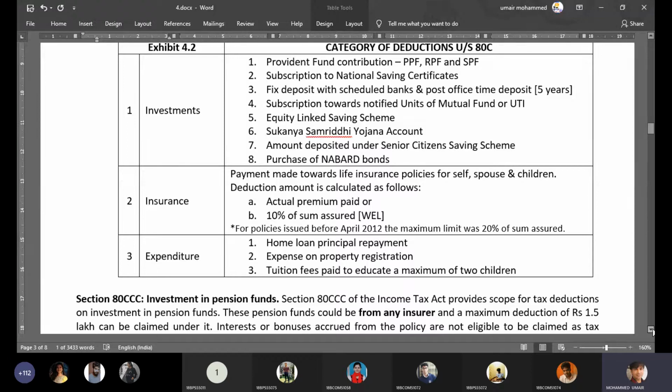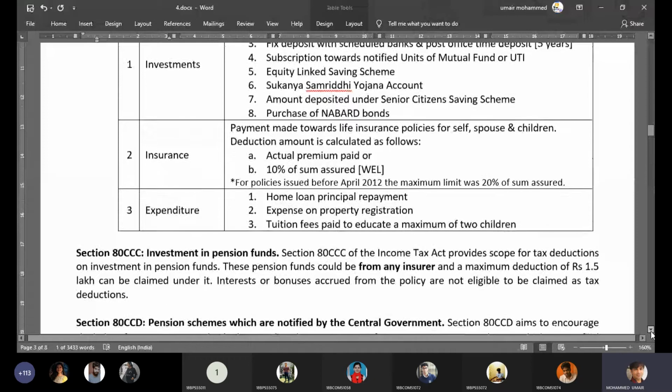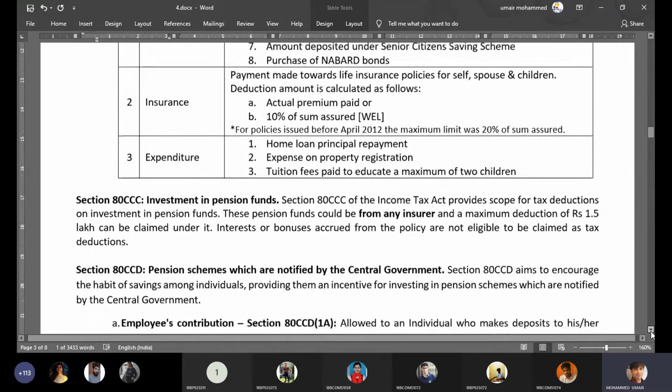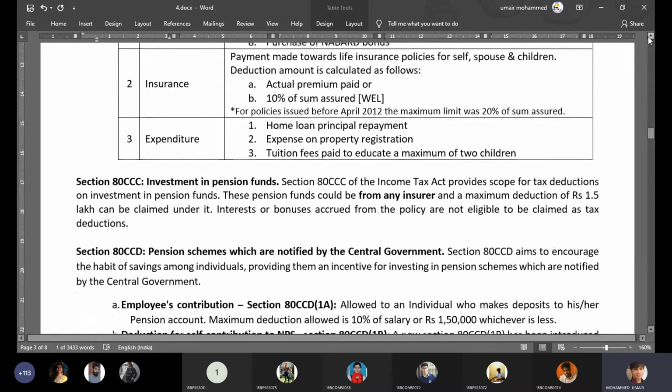And here, when we say insurance, we are referring to life insurance premium paid on the policy of self, spouse and children. And the deduction is calculated by applying these two steps: actual premium paid or 10% of the sum assured, whichever is less. Sum assured will be taken as 20% if the policy is issued before April 2012. Then you also have expenditures, which includes home loan principal repayment, expenses on property registration, tuition fee paid to educate two children. Then we also have Section 80CCC.